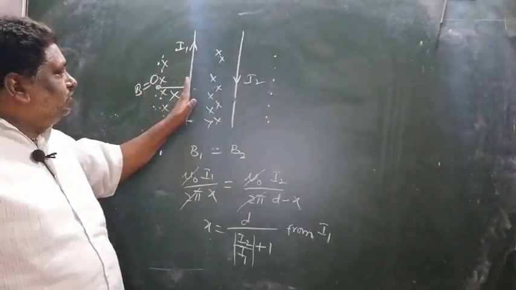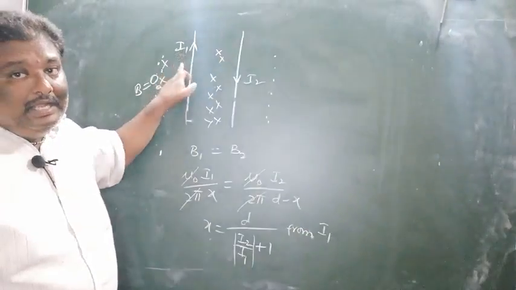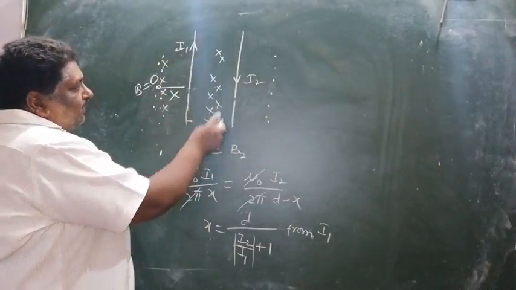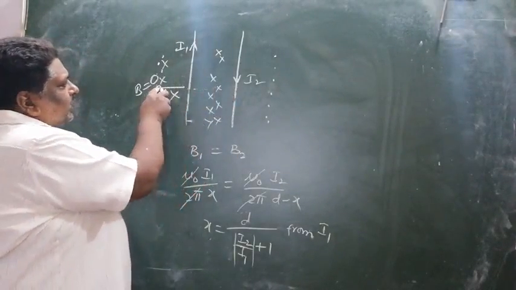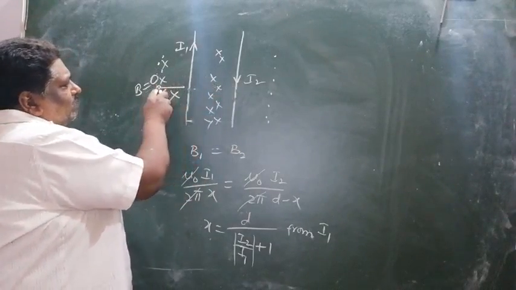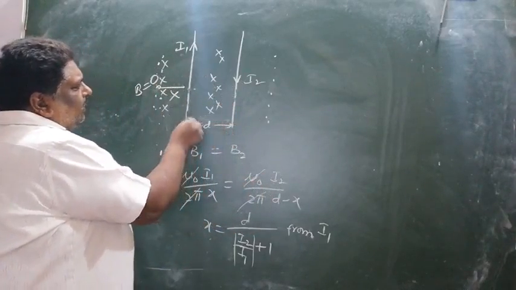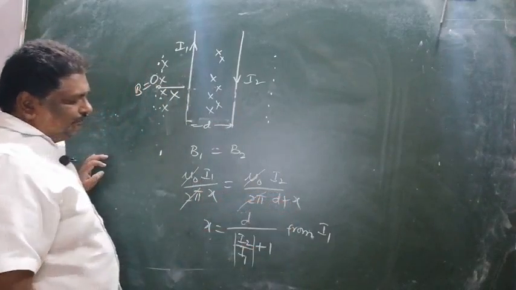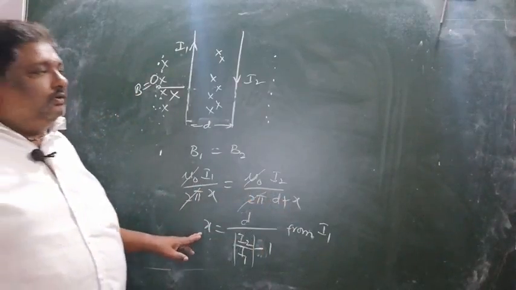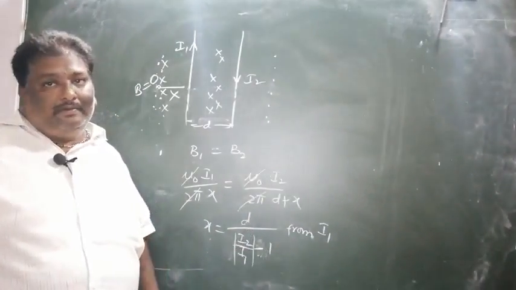It will be 0 outside at x distance from the smaller current carrying conductor I1. So how to find? Here to here B1, here to here B2. So B1, B2 both are equal and opposite. Here the formula is mu naught I1 by 2 pi x. Here to here what is the formula? Mu naught I2 by 2 pi. Here to here D, here to here x, so d plus x. Therefore on solving you will get d minus x is equal to d into (I2 by I1 minus 1).